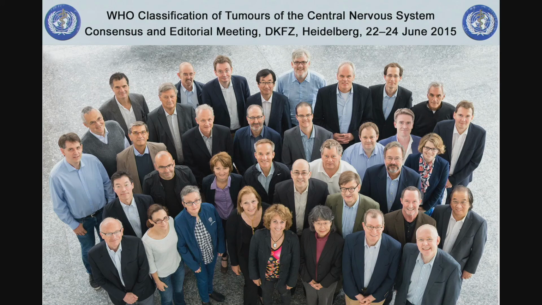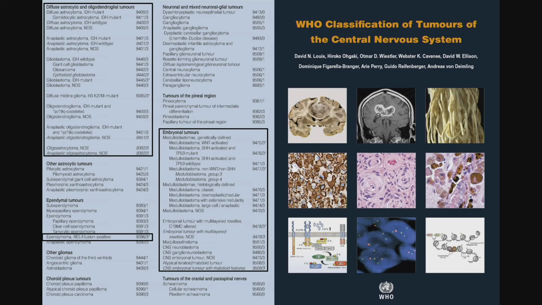This was our group that we met in 2015 to finish out the last-minute controversies, and I particularly like this photo. Looks like we're gazing up into the heavens, looking for divine inspiration, and I don't know if we got it or not. Hopefully we did. And this is the 2016 WHO. The things we're going to talk about are the ones that changed the most. The diffuse gliomas, a lot of this based on the status of a gene called IDH1 and IDH2, we'll talk about. Embryonal tumors in pediatrics, we'll talk a little bit about that because they shifted quite a bit, and at least one subtype of ependymoma.